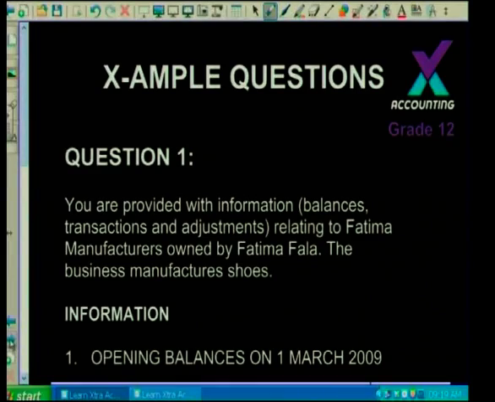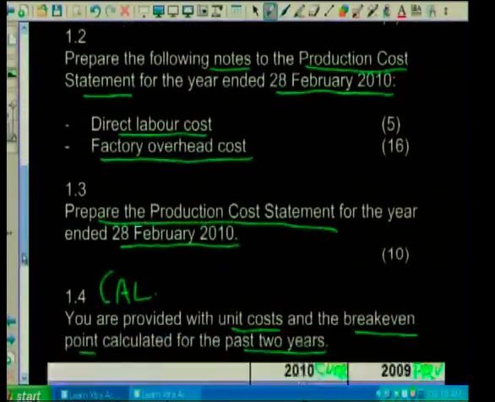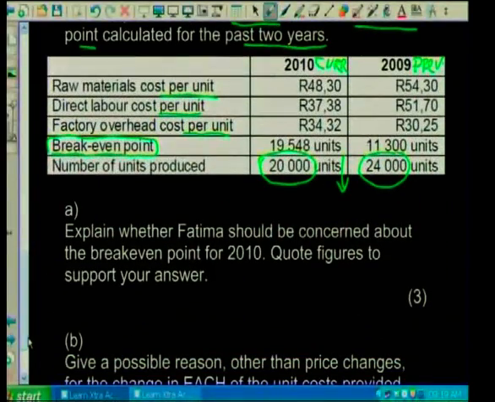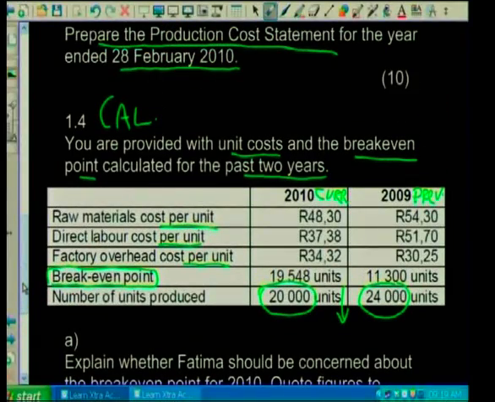Right, let's now go to the rest of the questions. Guys, the rest of the questions relate to this information. I'm not going to read it just yet. What I want to do is look at the information that they've given me first. We haven't started with the question as yet, but let's now look at our information.